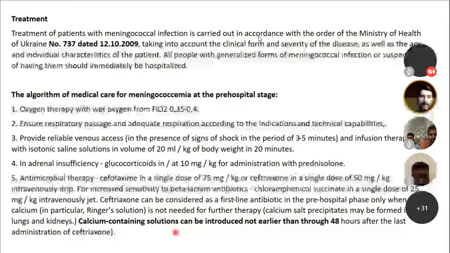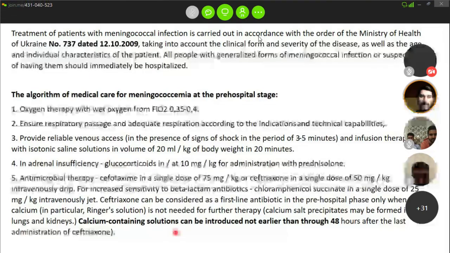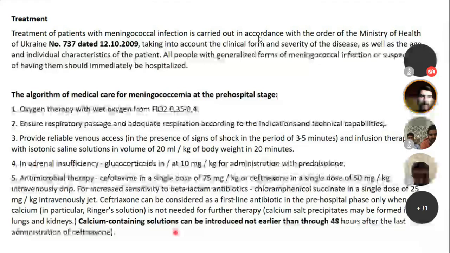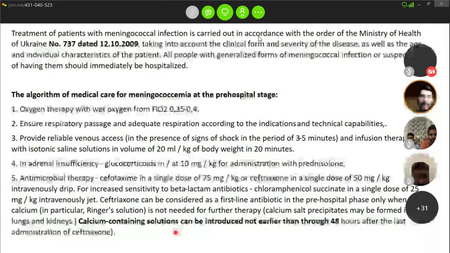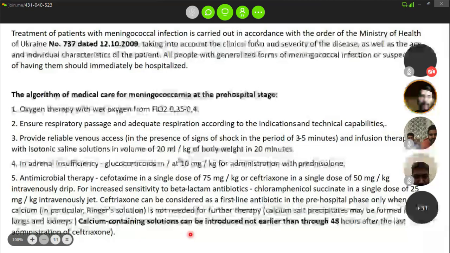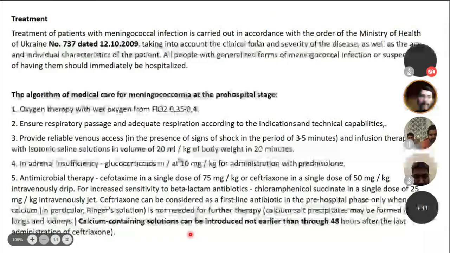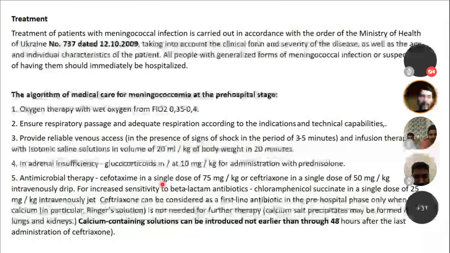Okay, so also you should maintain and provide a reliable venous access. That means that you should provide the cannula for the, what was the reaction? Airway, breathing, circulation. Yes, very good. Just cephalosporins. Yes, we better go for the cephalosporins as the drug of choice.